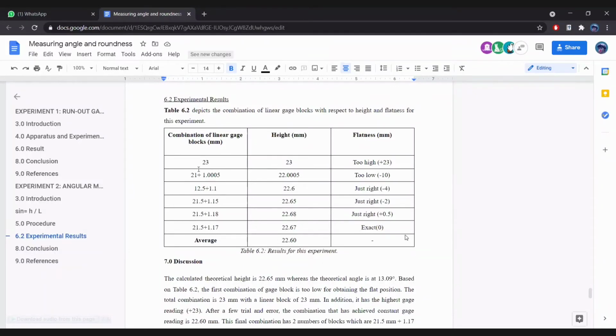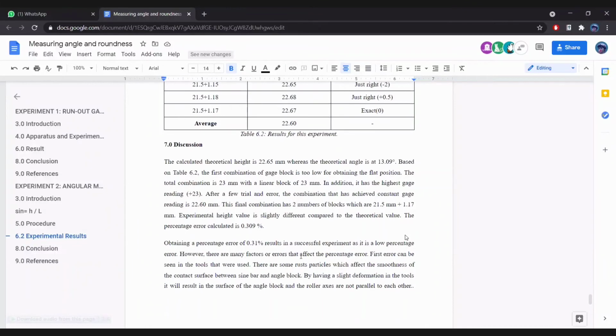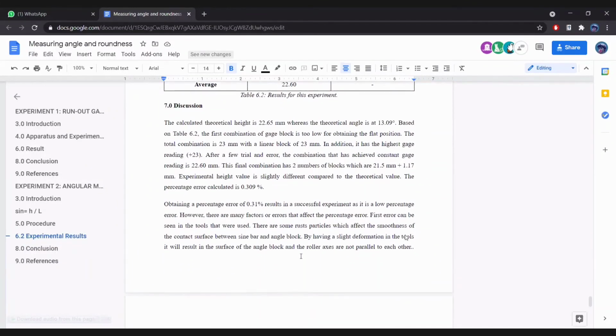So this is the result that we obtained when combining the linear gauge blocks. From this combination, we get the average of 22.60 millimeter. So for the discussion, I will pass to the next presenter.